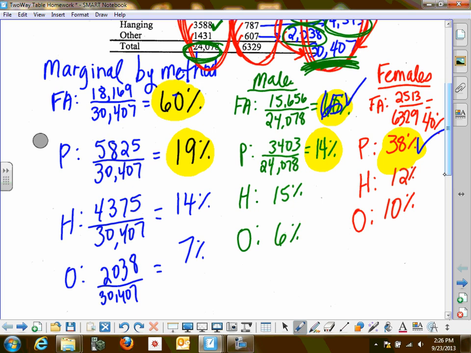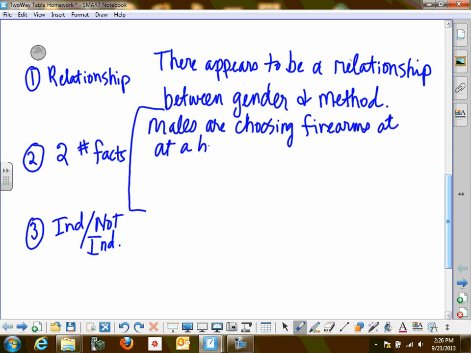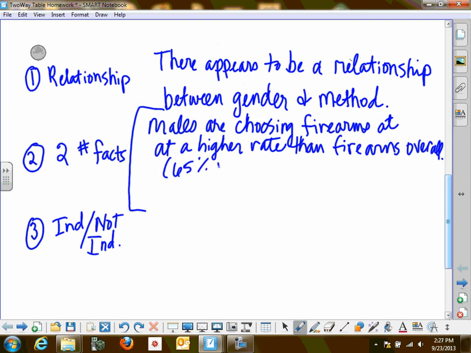So this first one you told me is males are choosing firearms at a higher rate than firearms overall. Because that's what you're comparing to, firearms overall. And I want the numbers. 65% versus 60%. Okay?